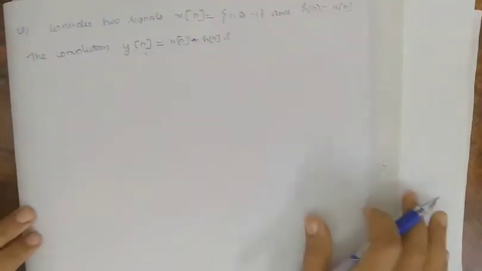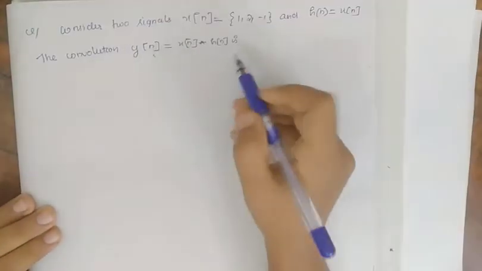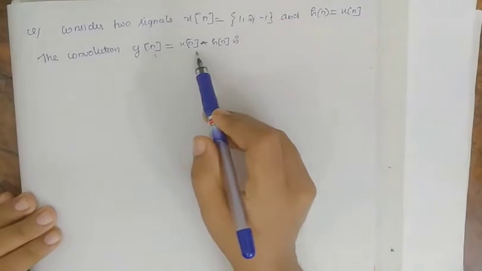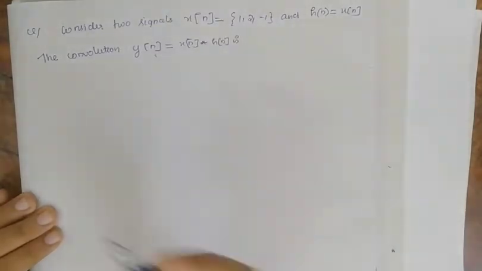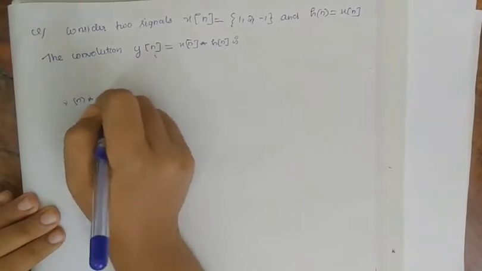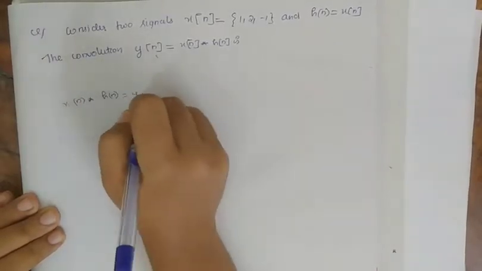Two signals, x of n equal to 1, 2, minus 1 and h of n is equal to x of n as well. The convolution y of n is equal to x of n convolution h of n. So we have to convolute these two signals. So x of n convolution h of n, that is our y of n.